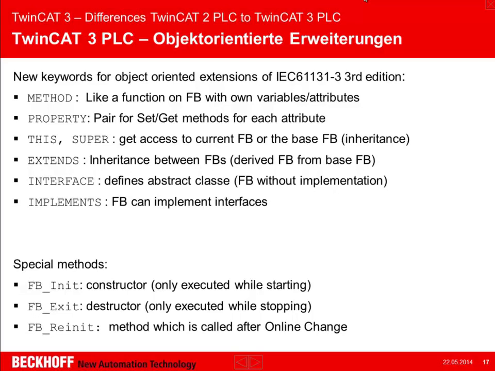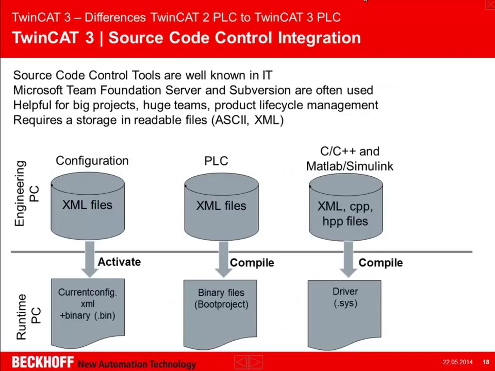So this is all about object-oriented programming, and we will also have a webinar on this topic next time. Also, a big difference from TwinCAT 2 to TwinCAT 3 is that it's now possible to integrate the complete PLC code and also the configuration into source code control tools. For example, Microsoft Team Foundation Server or Subversion, which are often used. We think this is helpful to use in big projects, in big teams, of course, and also if you want to have product lifecycle management of your source code.